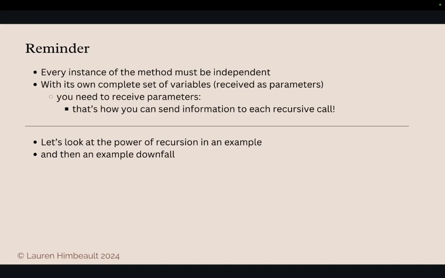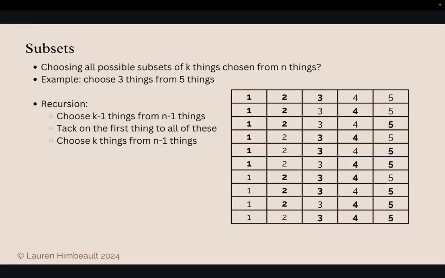So just a quick reminder when it comes to recursion, every instance of the method has to be independent from each other. Each has its own set of variables that come through as parameters, which is why in our binary search and Tower of Hanoi code, we have to pass everything in so that every recursive call has access to the information that it needs. Let's look at a couple of power of recursion examples. These are the tricky ones, and then we're going to see a fun downfall.